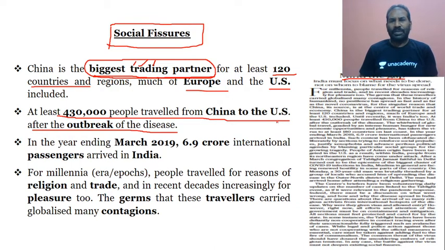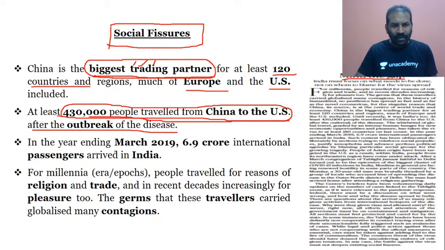Why has the virus spread so virulently? Comparing SARS-CoV-2 with previous viruses, the previous viruses did not cause so much damage to health and the economy. But SARS-CoV-2 has caused a lot of damage in terms of the health crisis and the economic crisis. So we are looking into the reasons. One is China being the biggest trading partner, and even after the outbreak, 430,000 people traveled from China to the US. This is the main cause of how the virus has spread across the globe.